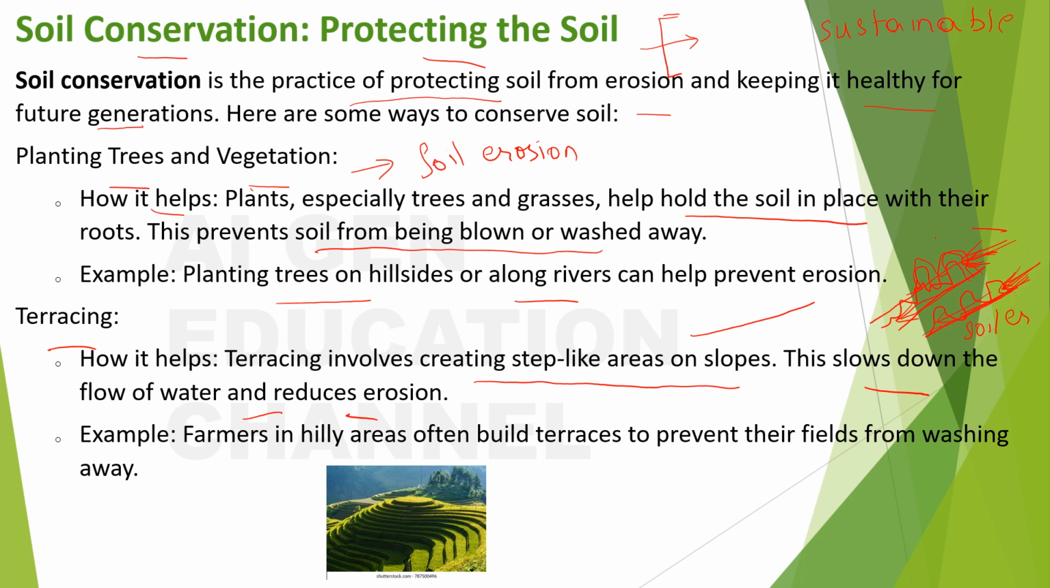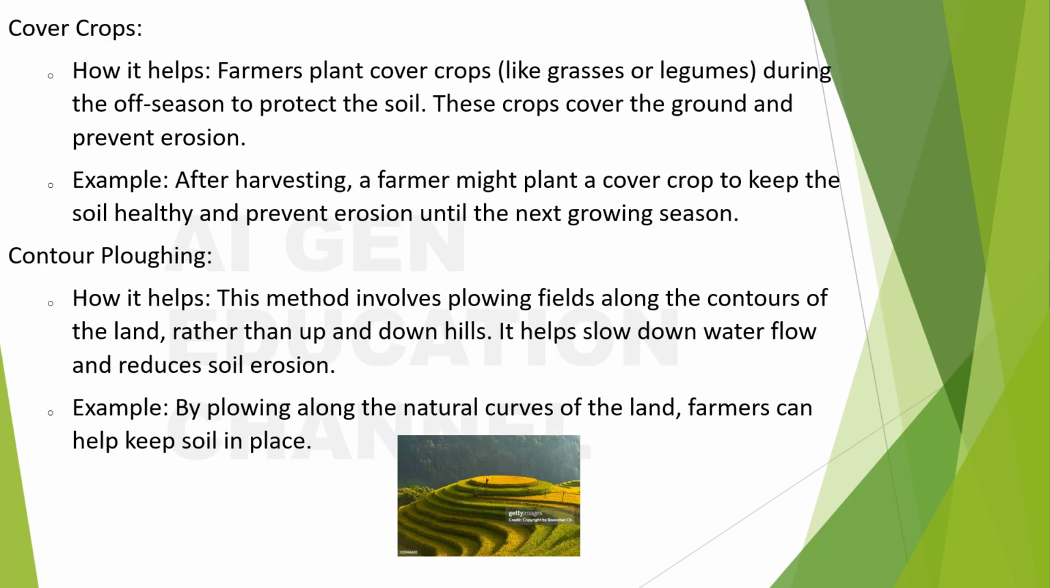So farmers in hilly areas often build terraces to prevent their fields from washing away. Why hilly areas? Because hilly areas mean sloping areas. And here you can see the image. You can better understand by seeing the image. Next is cover crops. How does it help? Farmers plant cover crops like grasses or legumes during the off season to protect the soil. These crops cover the ground and prevent erosion.